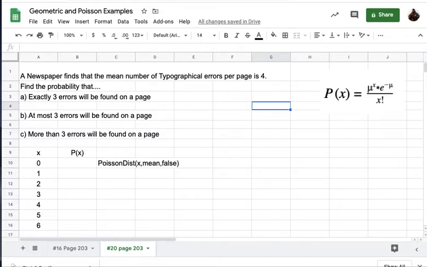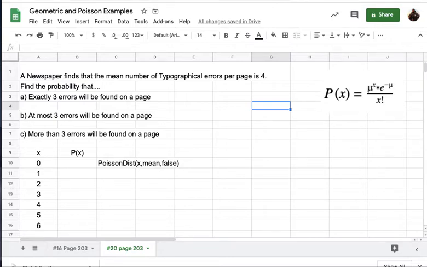The second topic covered in this section is the Poisson distribution. The Poisson distribution is utilized when you have an average number of events occurring in some given interval. That interval can be an interval of time, an interval of distance. It could be just about anything.